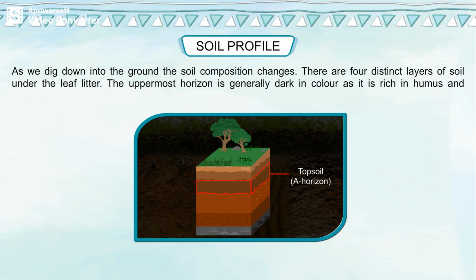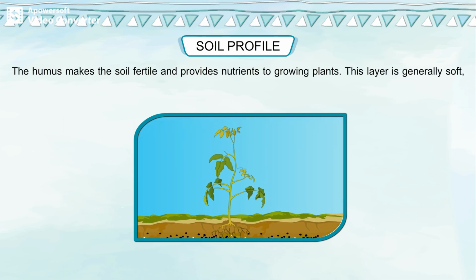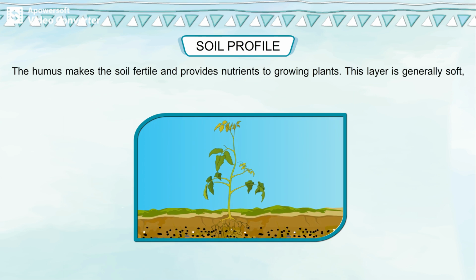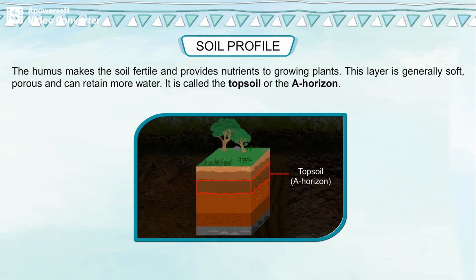The uppermost horizon is generally dark in color as it is rich in humus and minerals. The humus makes the soil fertile and provides nutrients to growing plants. This layer is generally soft, porous, and can retain more water. It is called the topsoil or the A horizon.